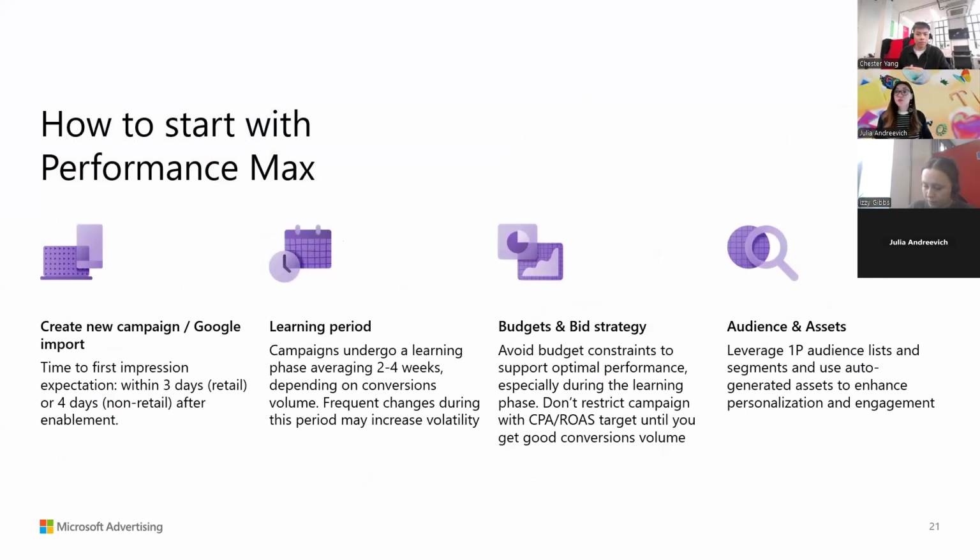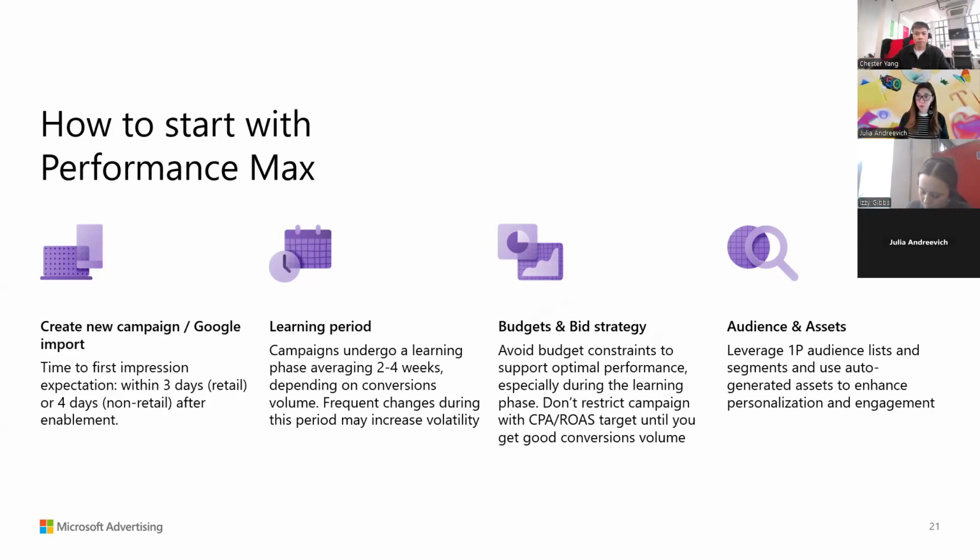So how do you start with Performance Max? First, when we talk about campaign setup, you can create a new campaign directly in Microsoft Advertising Platform, like we did right now in the demo, or you can import it from Google Platform if you already use it there. And time to first impression expectations are 3 days for a retailer, so it depends on the volume of the traffic, or 4 days for non-retailer.